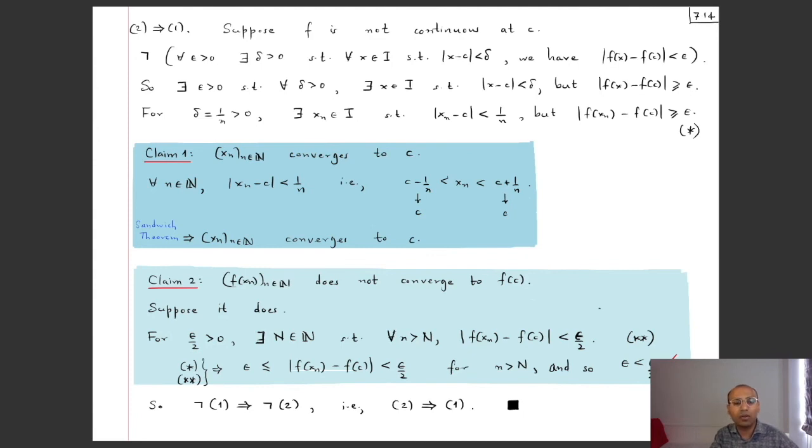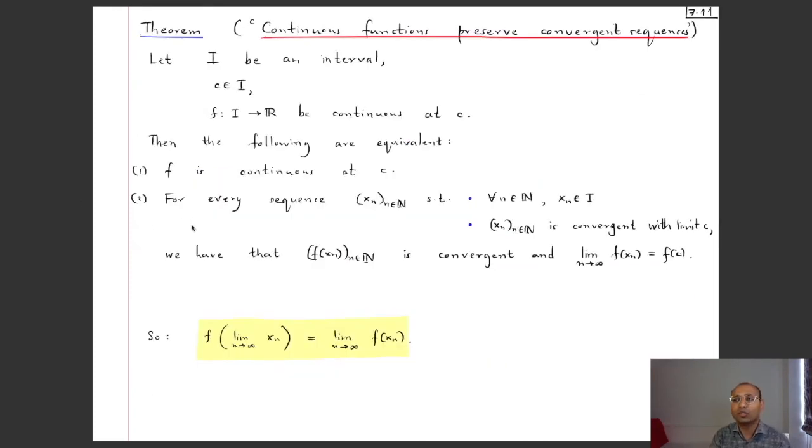So we have arrived at a contradiction, and this contradiction shows that our original assumption that this sequence is convergent to f of c is not true. So f of xn does not converge to f of c. So we started with the first statement not holding, so we know that f is not continuous at c, and we showed the second statement is not holding, because for the second statement to hold, for every sequence which converges to c, f of xn should converge to f of c.